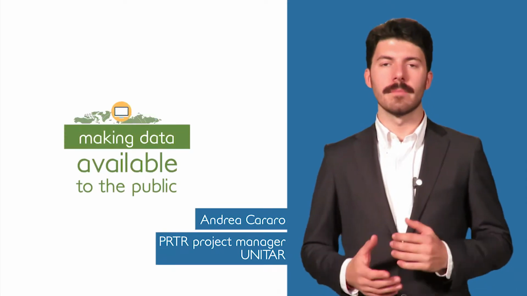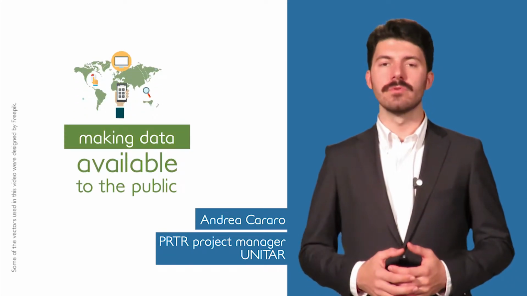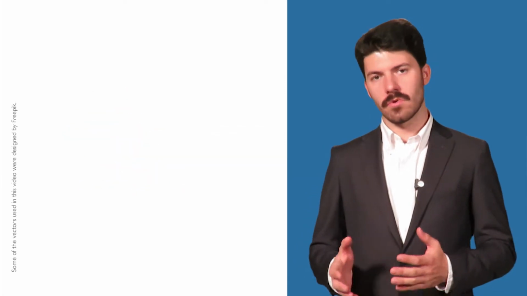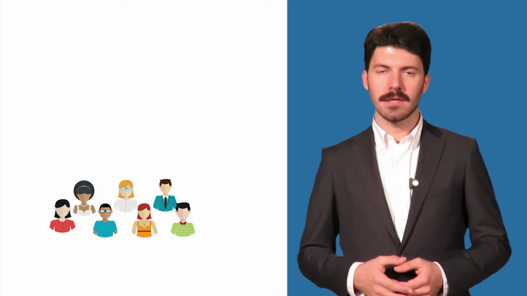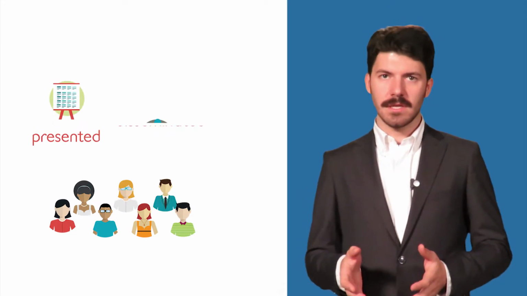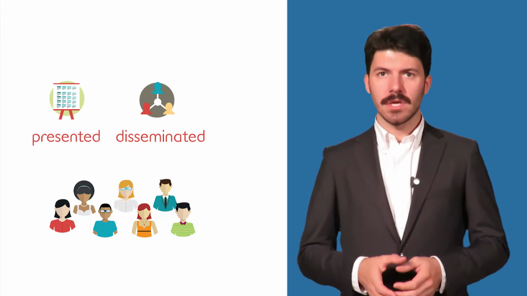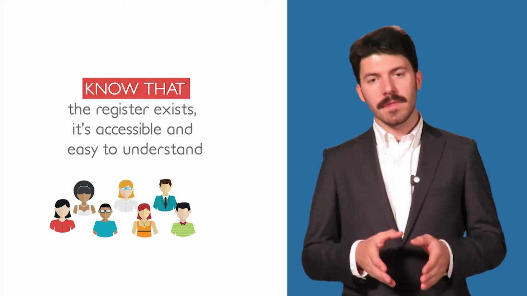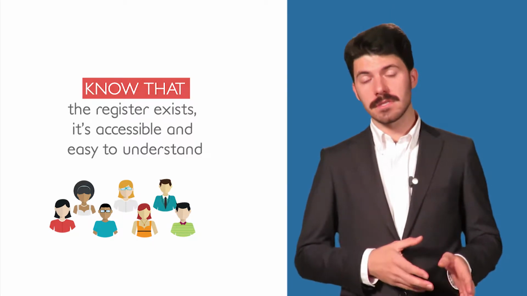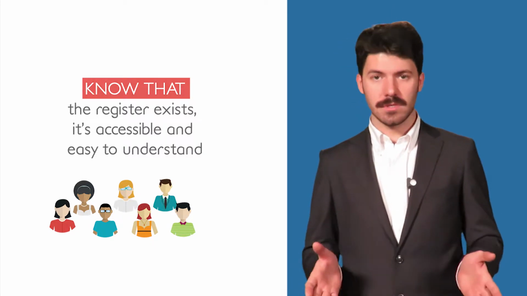Making data available to the public is an essential element of pollutant release and transfer registers, or PRTRs. Considering the variety of users that may be interested in viewing and comparing PRTR data, how it is presented and disseminated becomes very important. In order to benefit from environmental data reported in the national PRTRs, the public needs to know that the register exists, is accessible, and easy to understand.